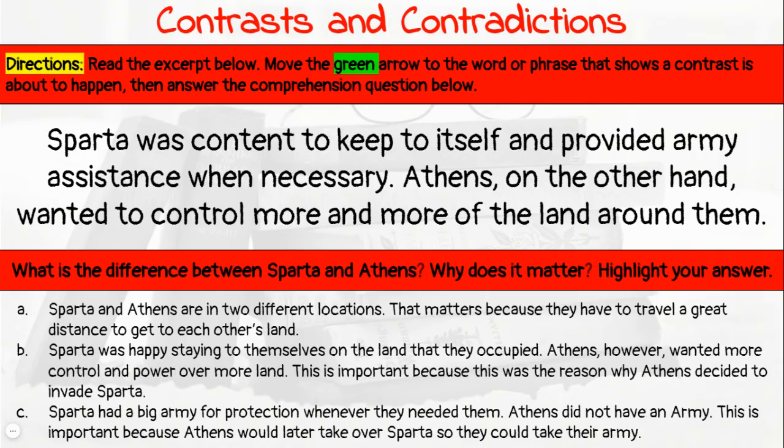Now it is your turn to test your skills. Look at the short text. After you have read it, move the green arrow to point at the contrast or contradiction signal word or phrase. Next, answer the question at the bottom of the slide. Pause the video to complete this slide now.